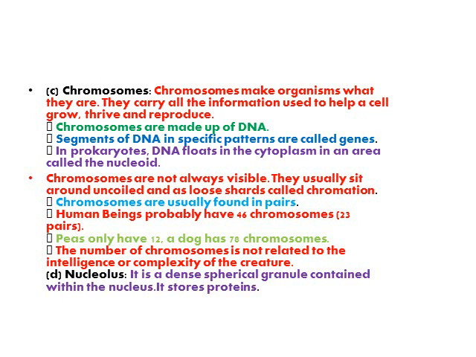Chromosomes are usually found in pairs. Human beings have 46 chromosomes, that is 23 pairs. Bees only have 12, while dogs have 78 chromosomes. The number of chromosomes is not related to the intelligence or complexity of the creature. Nucleolus. It's a dense spherical granule contained within the nucleus. It stores protein.